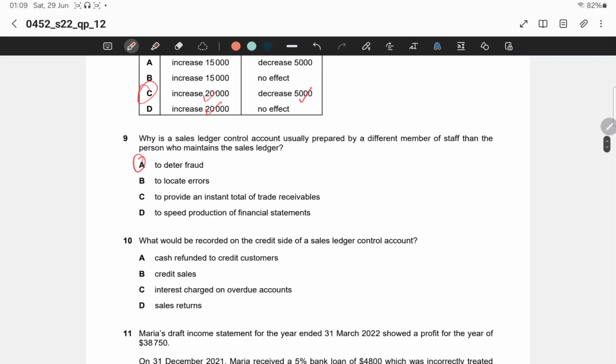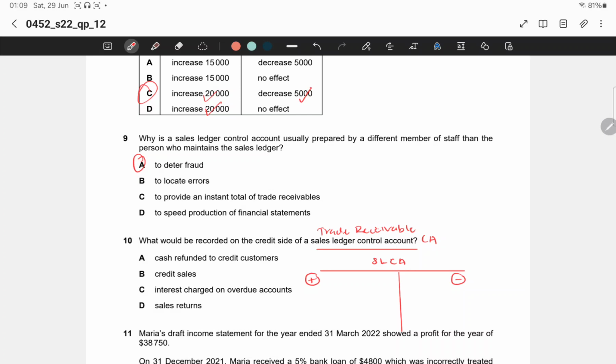Number 10: what will be recorded on the credit side of the sales ledger control account? The sales ledger control account, another name is trade receivables. Who doesn't know? I inform you. They are current assets. When a current asset increases, it is on the debit side, and it reduces on the credit side. Remember, sales ledger control account increases on the debit side and reduces on the credit side.